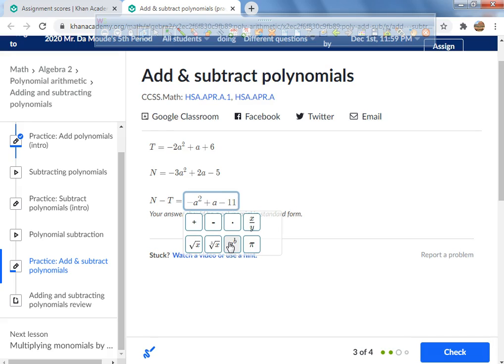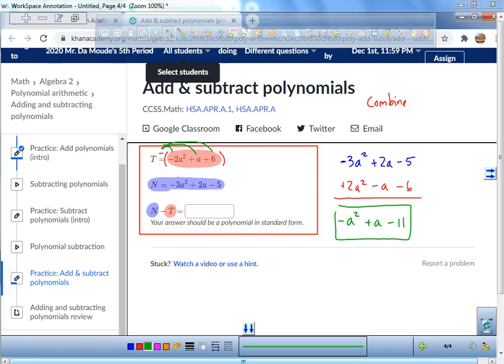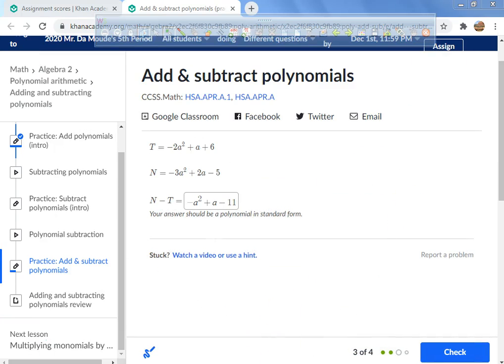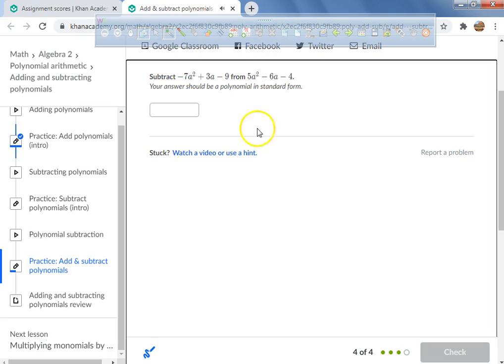Good, thank you. Always go back and make sure you type things in correctly. You don't want to do all that work and then get it wrong. That would be a bummer. We want to get it right. All right. Oh, one more.